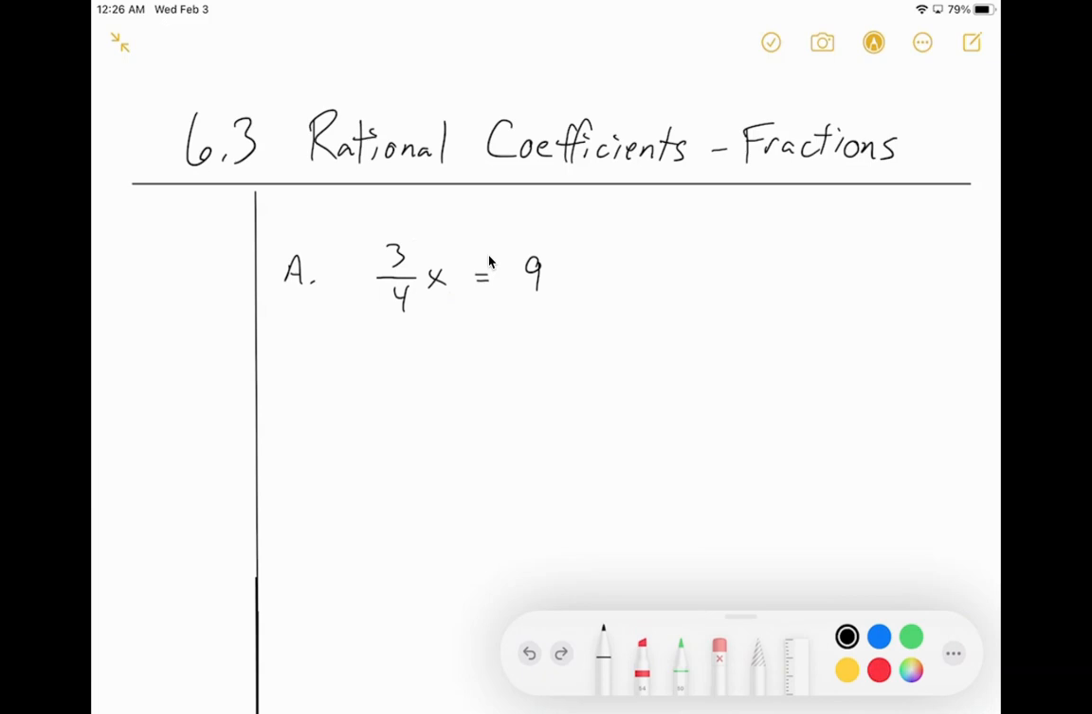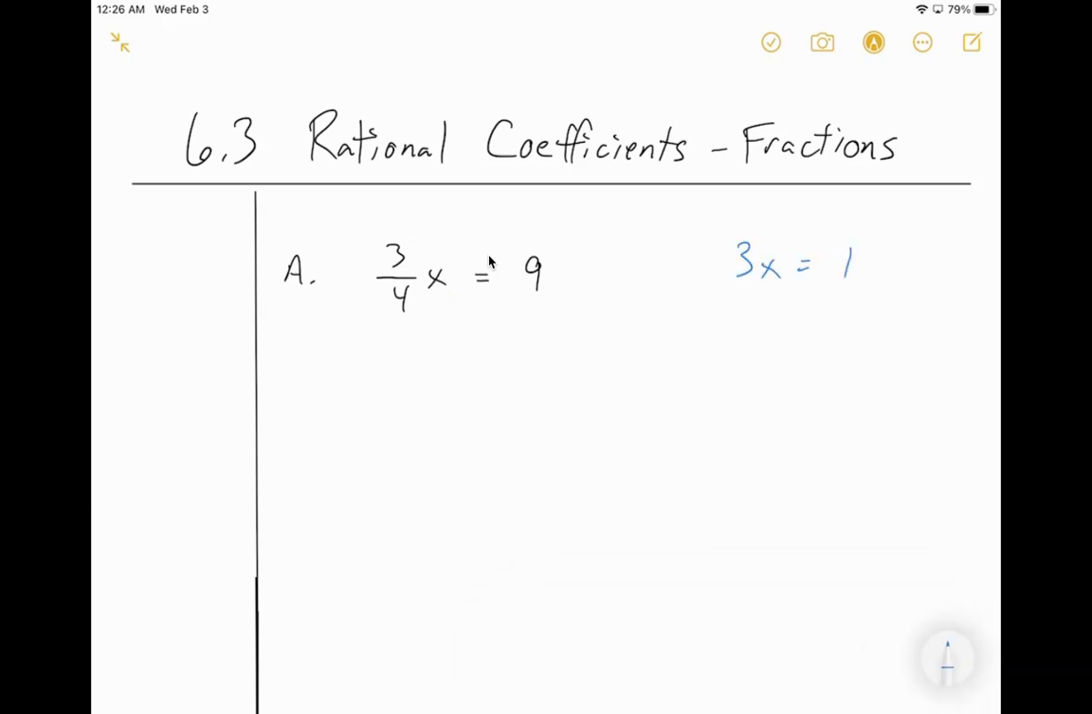So kind of going back to yesterday's lesson, right? If it was just like this, 3x equals 9, we'd say, okay, well, that's 3 times x. So we would divide by 3 on both sides. And that's what we would do, right? So similarly, we would want to divide by 3/4 on both sides.